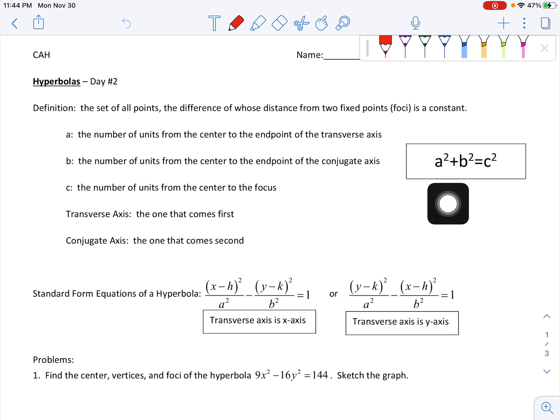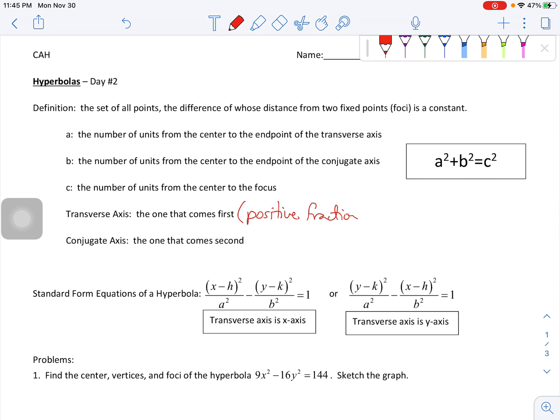C is the number of units from the center to the focus. The way you're going to know your C value, or how those are all related, is c squared is equal to a squared plus b squared. The transverse axis is the one that comes first. I always like to add a little bit of extra to that. I tend to remember it as the positive fraction.